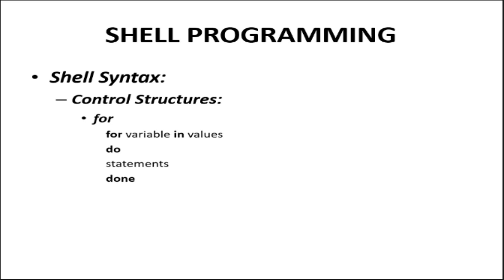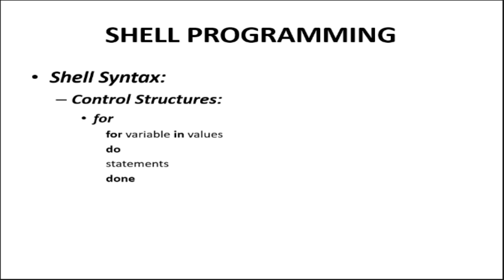For construct. Use the for construct to loop through a range of values, which can be any set of strings. They could be simply listed in the program, or more commonly the result of a shell expansion of file names. The syntax is very simple, which was shown on the screen.